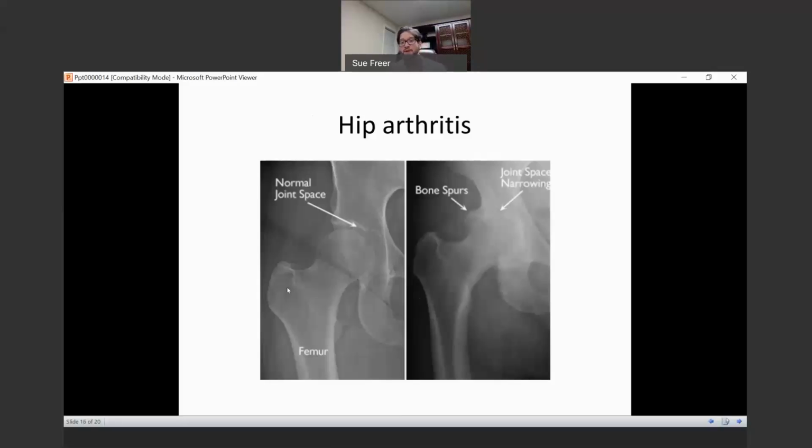Hip arthritis, pretty much a similar problem here. If you look at this X-ray, you see that the joint here is still well maintained. This is a normal hip joint. If you see at this view, the cartilage is completely absent, and what we call it bone-on-bone arthritis.